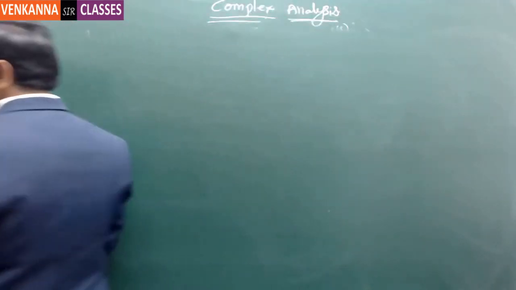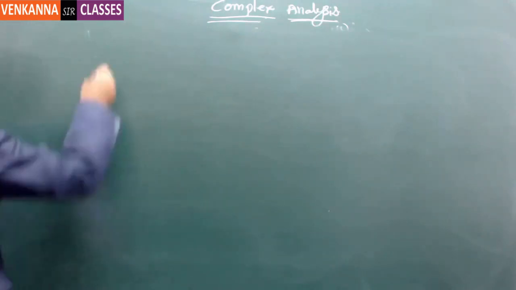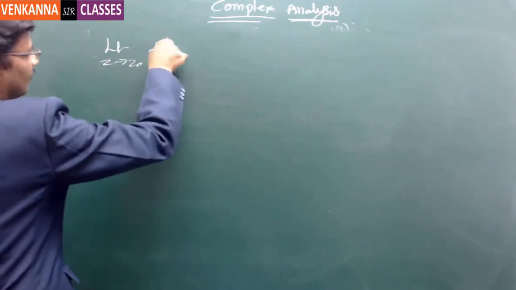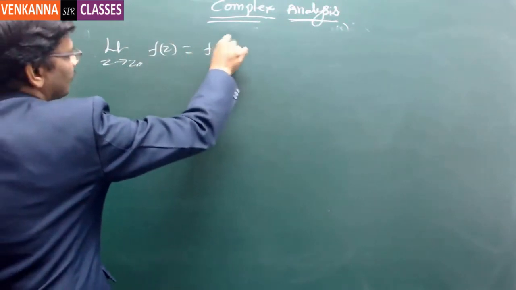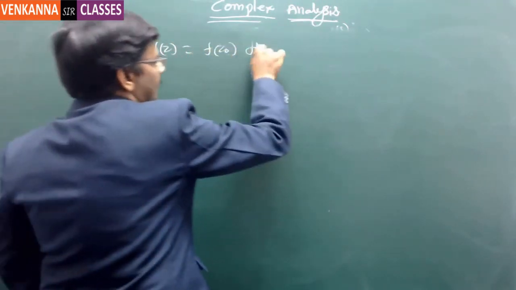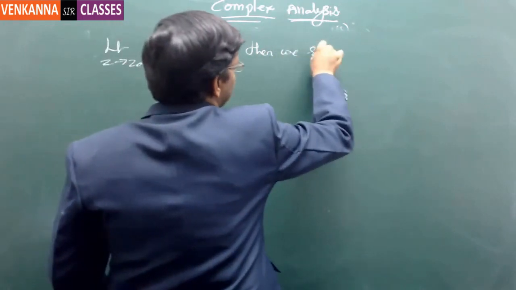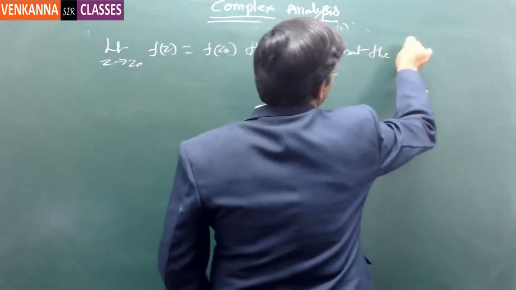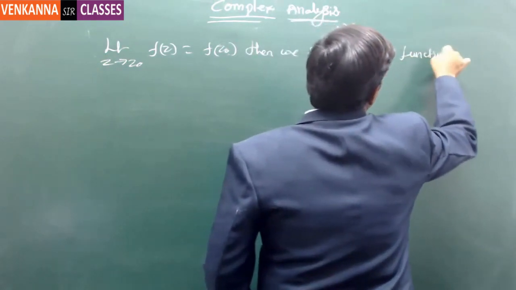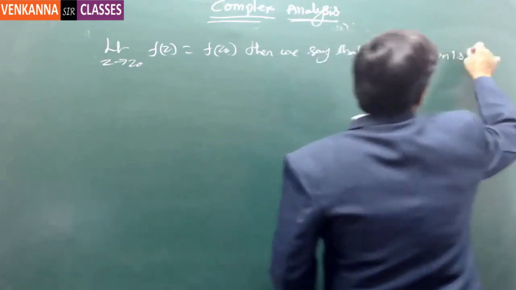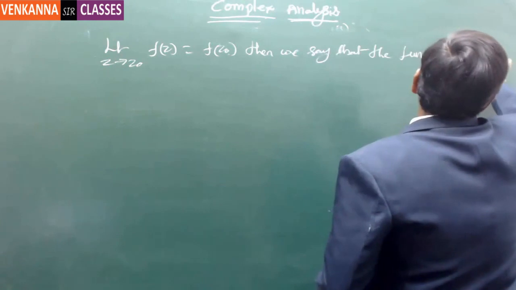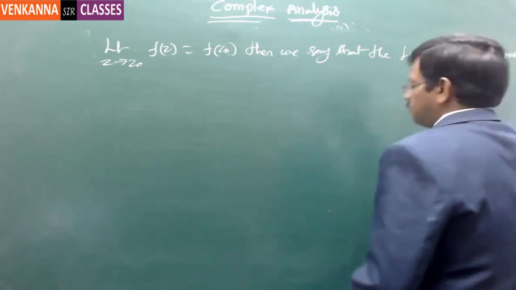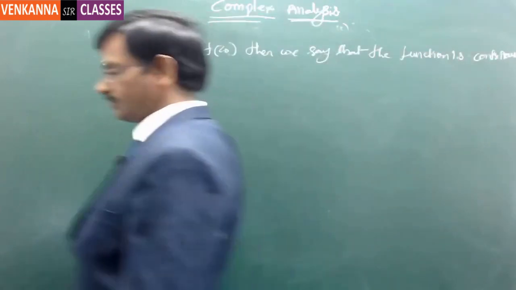Now the continuity of the same thing you can define if the same limit, z tends to z naught, f of z, if the same value is equal to f of z naught, then we say that the function is continuous. So this is mathematically. The function is continuous.